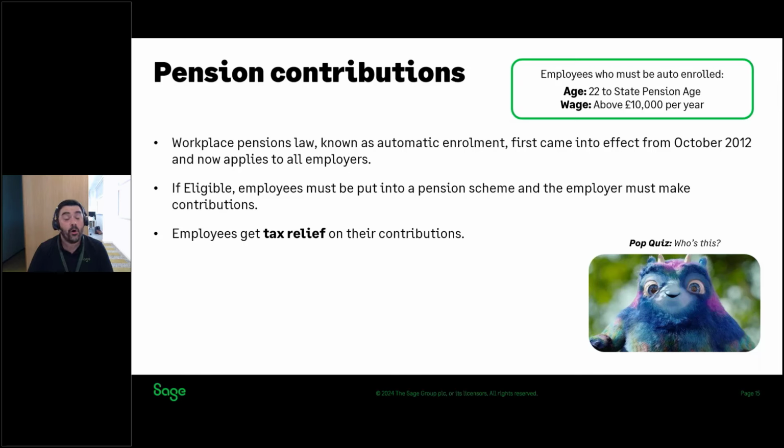Or if your pension scheme operates what's known as a relief at source arrangement, it means that you make a deduction from your employee after tax, and that's actually adjusted down by 20% to account for the basic rate of tax, and then the pension provider reclaims the tax relief directly from HMRC.